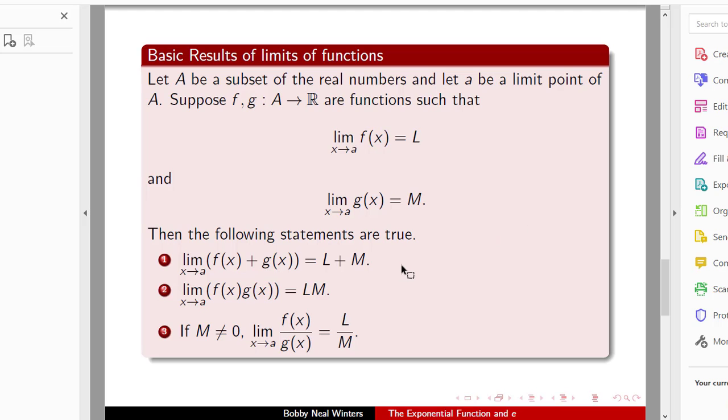So the first one says the limit of the sum is the sum of the limits. The second one says the limit of the product is the product of the limits. And the third one says the limit of the quotient is the quotient of the limits, provided the denominator limit is not equal to 0.